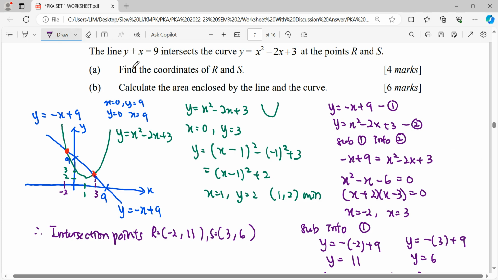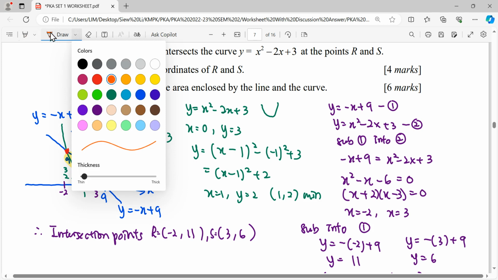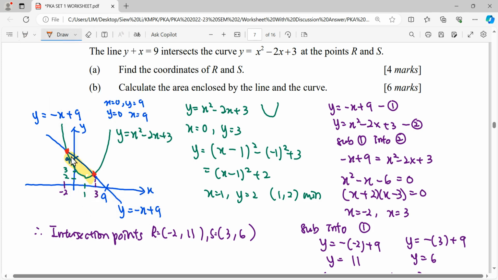Next, we need to find the area enclosed by the line and the curve. The line and the curve enclose this region. To find the area, we are going to do it vertically, which means we're going to use dx. You can notice that there is a curve up here, which is blue, and a curve down here, which is green. So the curve up here minus the curve below.